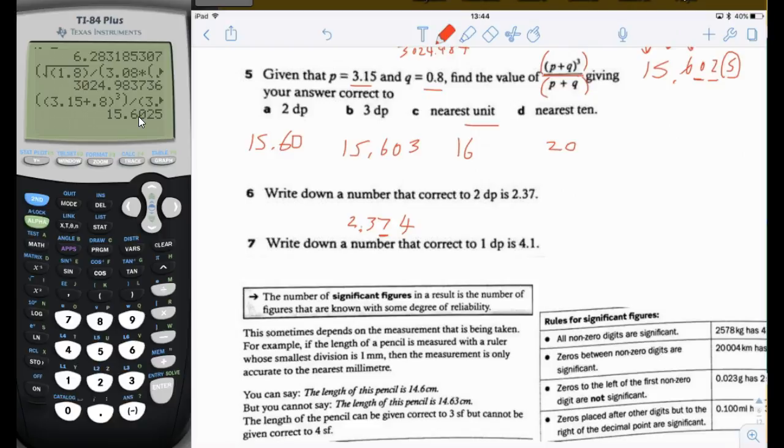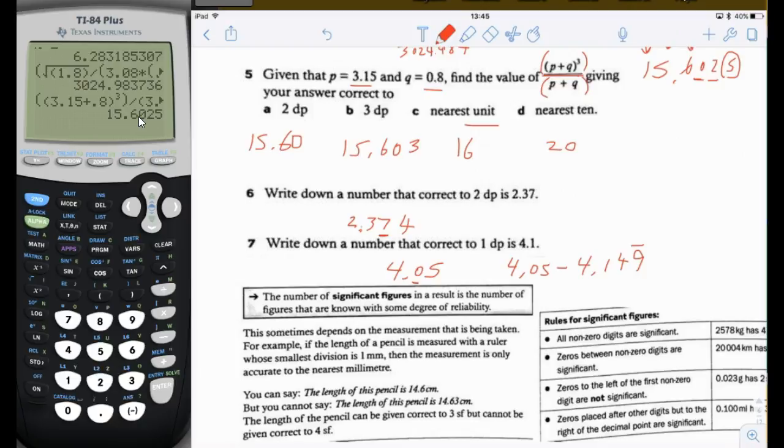Write down a number that, correct to one decimal place, is 4.1. Okay, what about 4.05? If we have 4.05, we'll say, okay, I'm looking at the 0. Is the 5 enough to round the 0 to a 1? Yes, it is, so then it would become 4.1. So for this one, any number between 4.05 all the way up to 4.14999 repeating is going to be correct to one decimal place, 4.1.